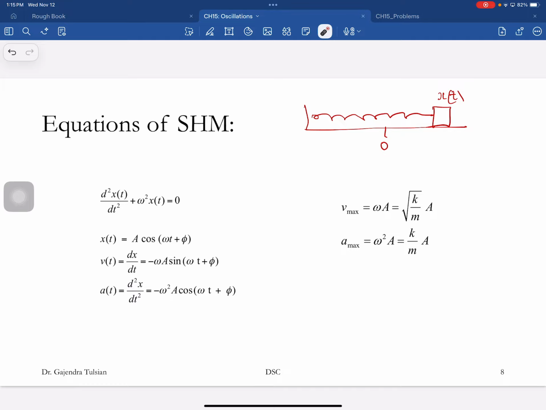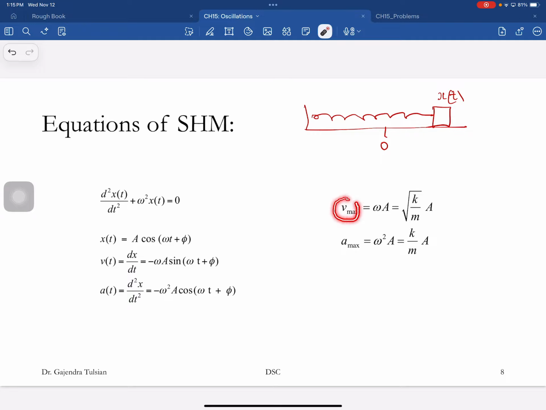So that's everything that we've talked about so far. The solution to this differential equation is that. And once we have this, you can calculate everything else that you want to know about the system. You can calculate the velocity of this mass at any time. You can calculate the acceleration of this guy at any time, and so on. And that's all we generally want to know.